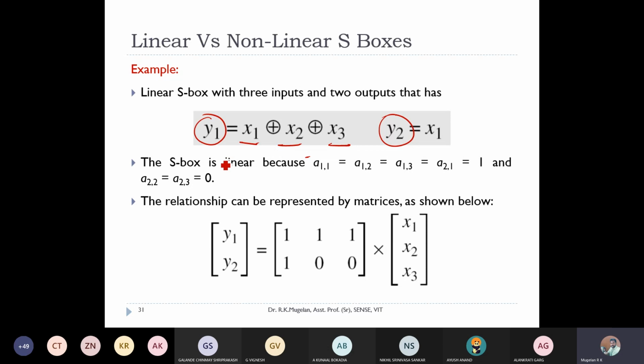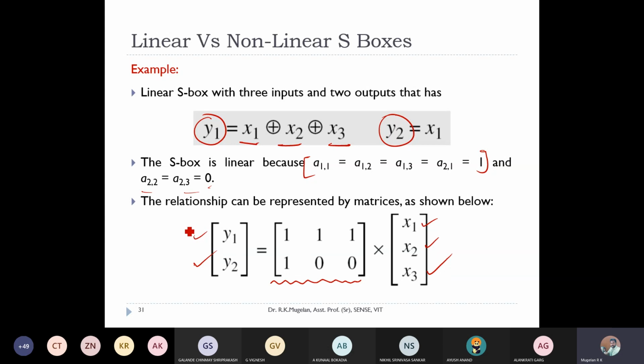And they say that the coefficients a11 up to a21 are 1 and a22 and a23 are 0. So this matrix shows the relationship between the output values and the input values. You can see that 3 inputs are going to produce 2 outputs here. This is only for your understanding. We don't have any math involved here or any numericals from an examination point of view. But if you have to understand how S-boxes are built, only then can you picture how AES and DES algorithms are going to perform.